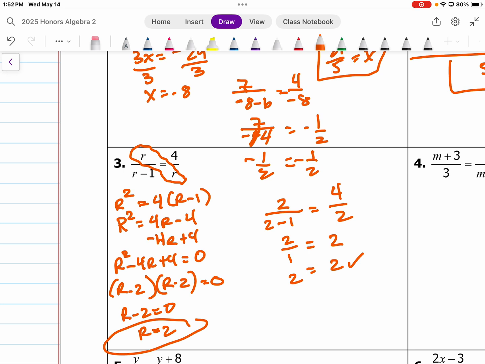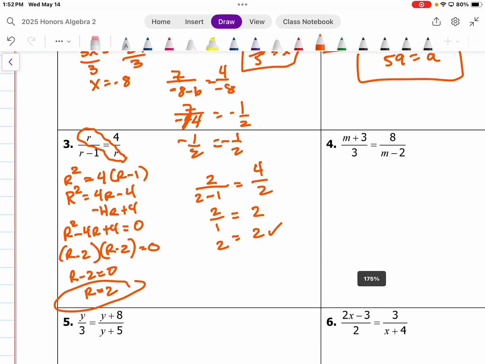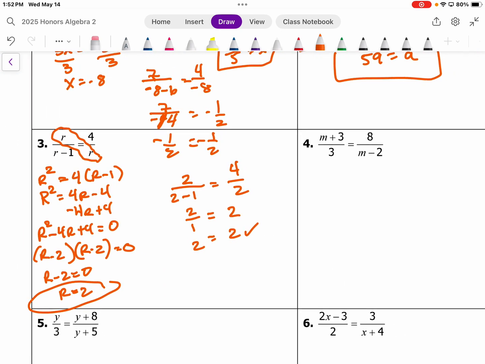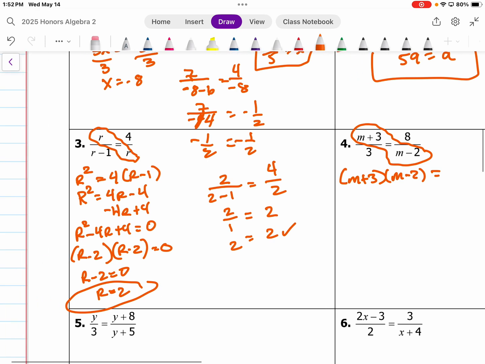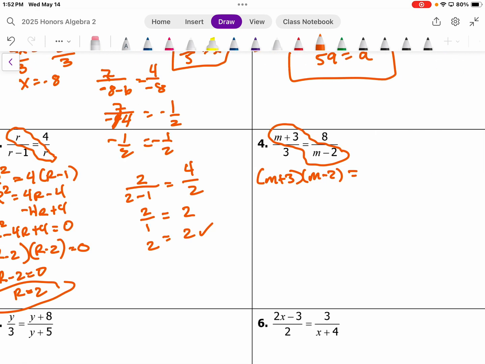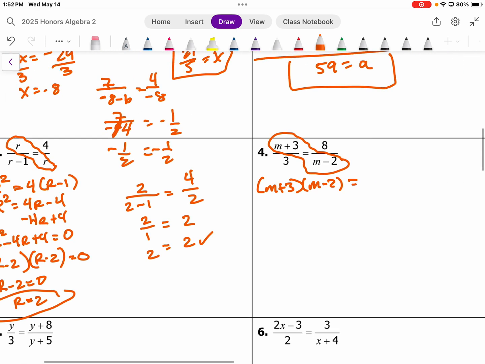Okay? Again, these are the nice, easy ones. Again, if you want to work ahead of me. Next one takes a little bit longer because I see I have 2 binomials, m plus 3 times m minus 2 equal to 3 times 8. Well, we know what 3 times 8 is. It's 24. So I need a FOIL.